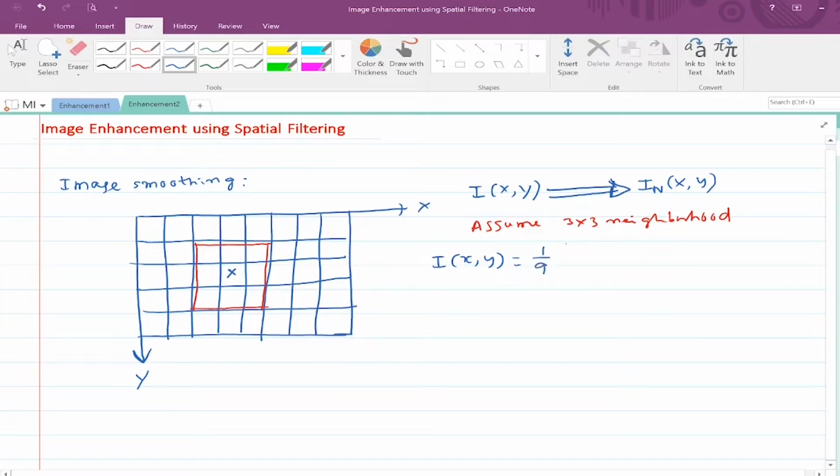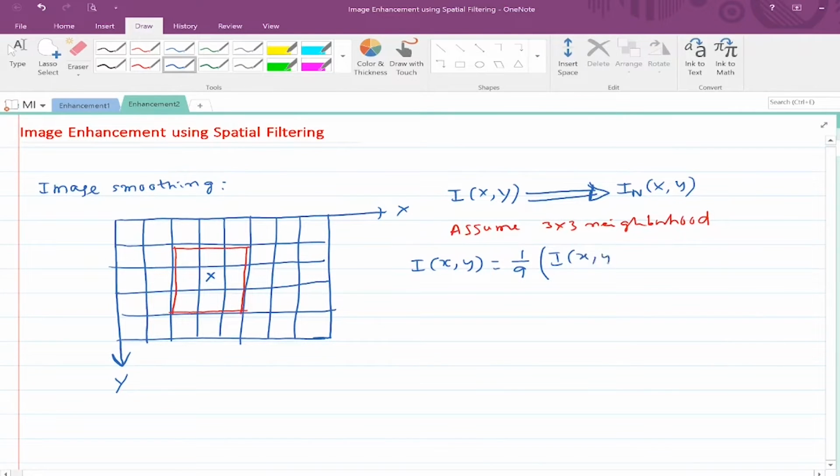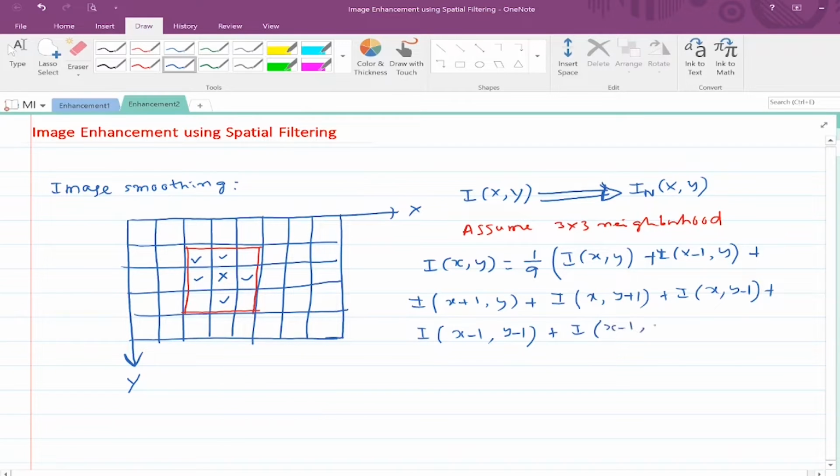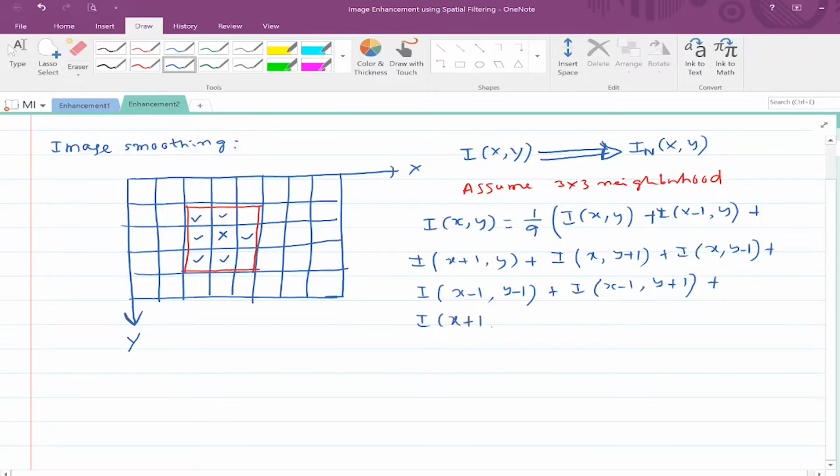In all we are going to consider 9 pixels here, which are I of x comma y plus I of x minus 1 comma y, so that would be this pixel, plus I of x plus 1 comma y, that would give you this pixel, plus I of x comma y plus 1, that would be this pixel, plus I of x comma y minus 1, which would be this pixel, plus I of x minus 1 and y minus 1, that one, plus I of x minus 1 but now go to y plus 1, that would be this pixel, plus I of x plus 1 comma y plus 1, giving you this, plus I of x plus 1 comma y minus 1. So that would be this pixel.